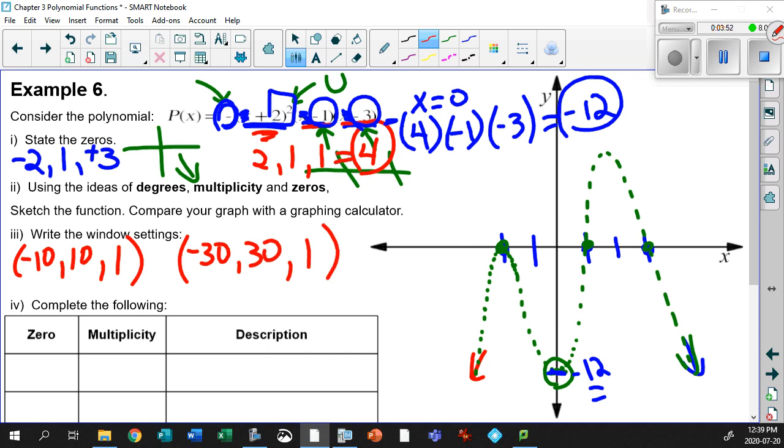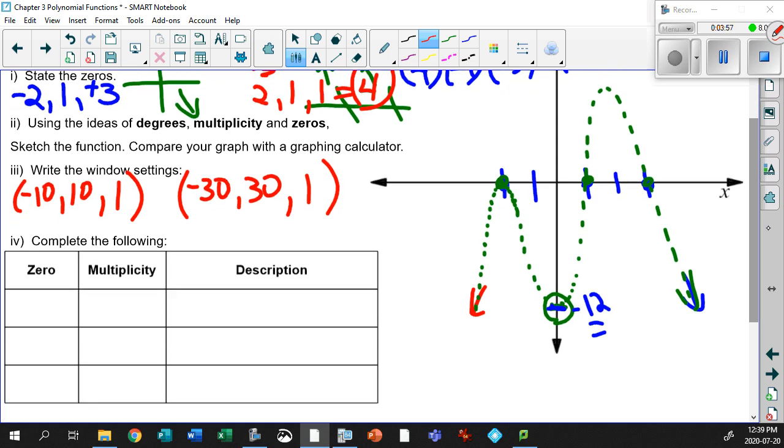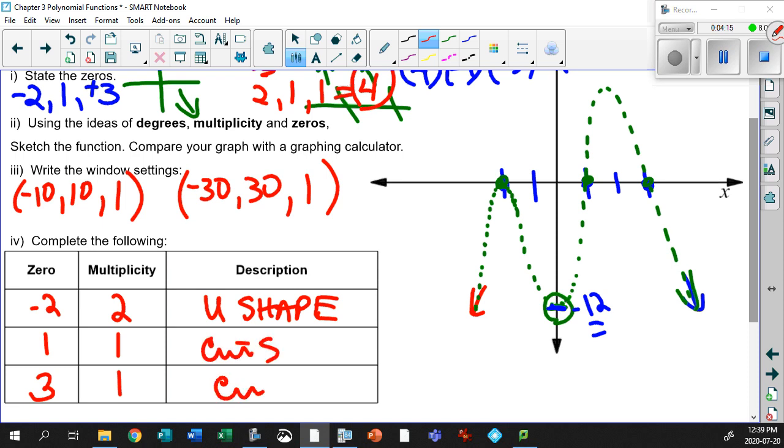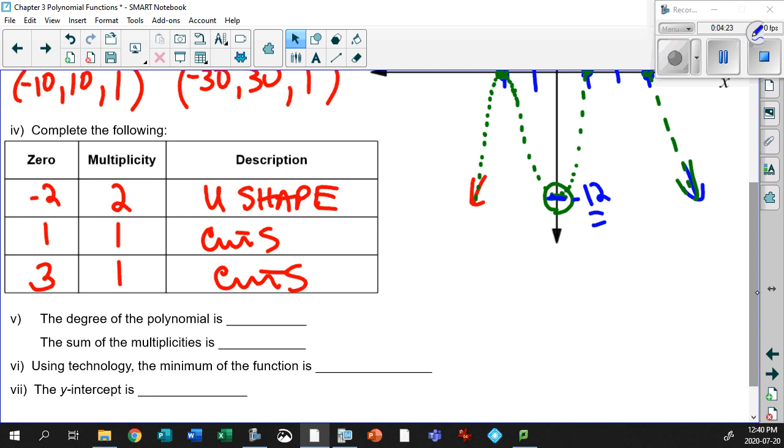Let's put our descriptions down here. Let's put down all of the zeros. Remember the zeros were -2, 1, and 3. At -2, we had a multiplicity of 2. We had a U-shape. Okay. At 1, we had a multiplicity of 1, and at 3 a multiplicity of 1. We know that it just cuts through. Right? No bending here at all. Okay, cool. Let's answer the rest of the question. Degree of the polynomial matches the multiplicity, right? 2, 3, 4. Boom. Look how easy this is.